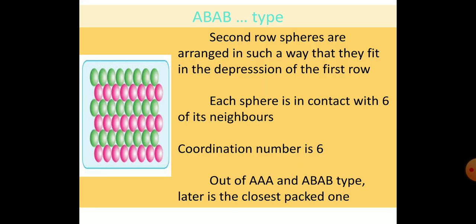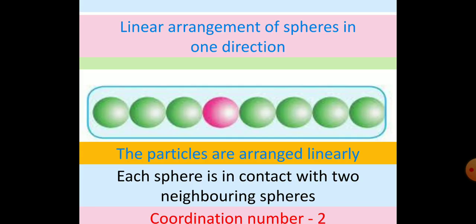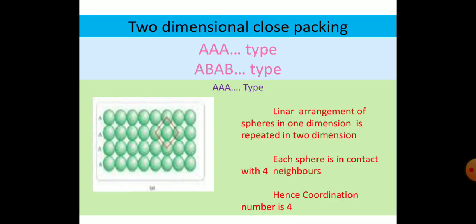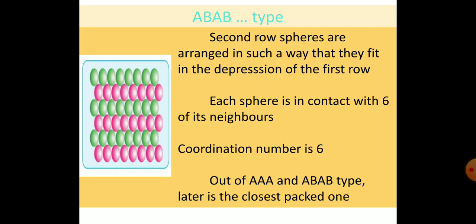What are the types we have seen in this video? First type of packing is linear arrangement of constituent particles. Here the coordination number is 2. Then secondly, 2-dimensional packing. Here there are 2 types, AAA type and AB type. In the case of AAA type, the coordination number is 4, and it is called square close packing. In the case of AB type, the coordination number is 6, and it is called hexagonal close packing.